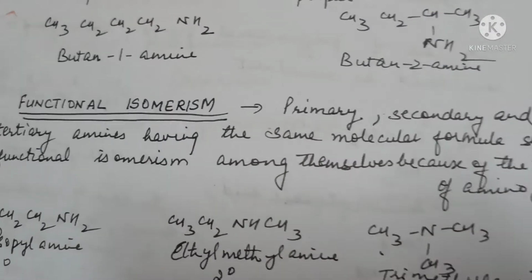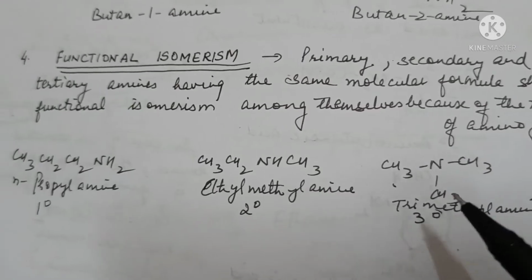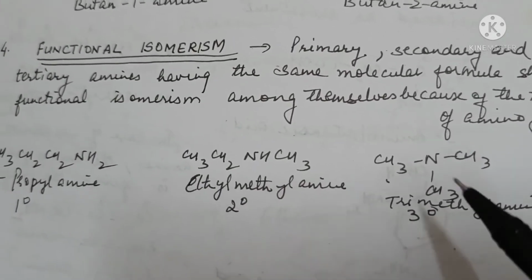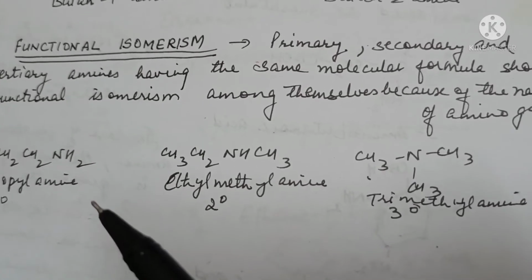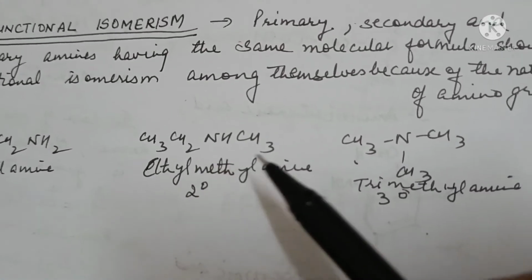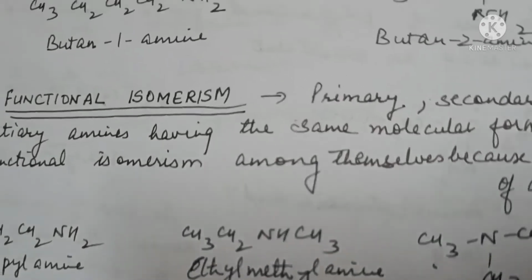In functional isomerism, the primary, secondary and tertiary amines have the same molecular formula. The difference arises in the type of functional group. Here it is a primary amine, here secondary, and here a tertiary amine.